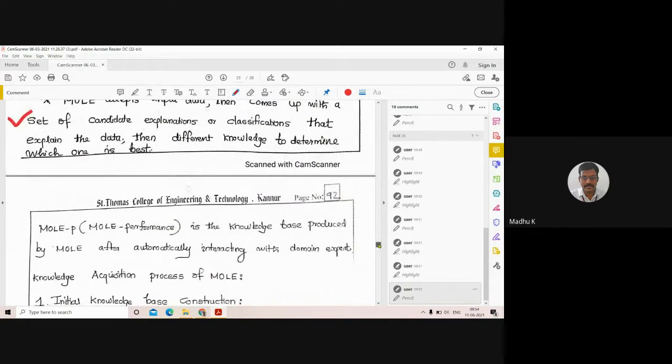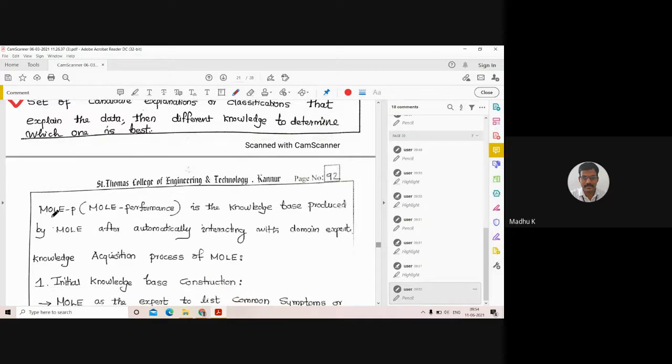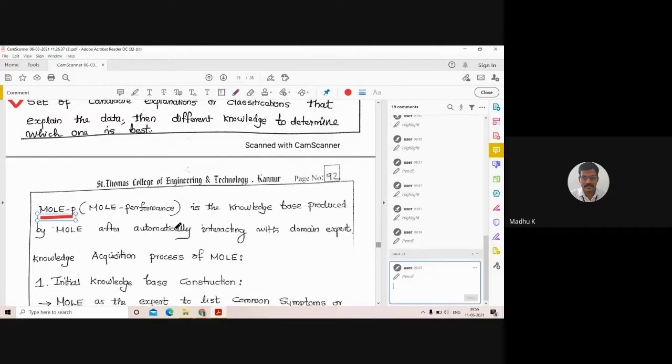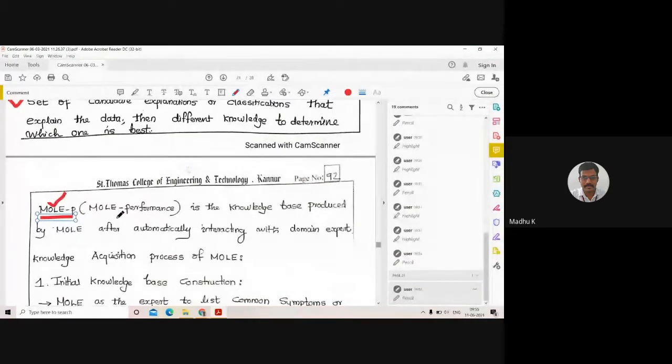And there is another expert system, MOLE-p. MOLE-p means MOLE performance. What is MOLE-p? MOLE-p is the knowledge base produced by MOLE after automatically interacting with the domain expert. MOLE is the expert system, and MOLE-p is the knowledge base it produces.